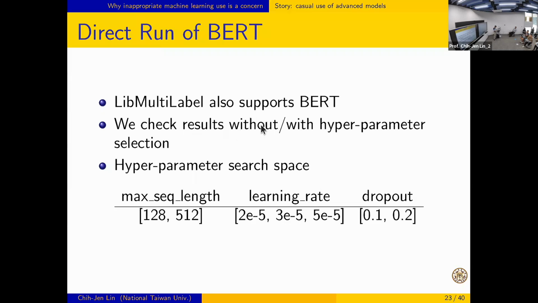Without means just using some default hyperparameters. And here I list the search space of hyperparameters. I consider something called maximum sequence length. Yeah, this is a parameter of BERT. Then learning rate, that's for stochastic gradient. And there's also a dropout rate. Yeah, a special thing is the maximum length. This is something special about BERT.